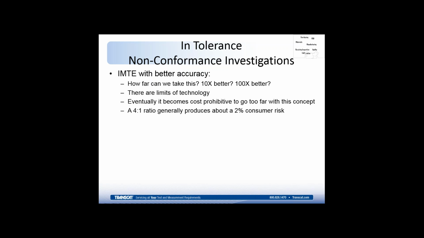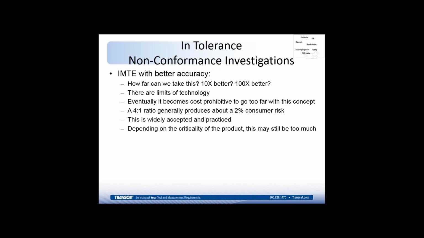A 4-to-1 ratio generally produces about a 2% consumer risk. We're not going to get into the details of how that is calculated. There are many, many white papers on those details. But the point is we're reducing that consumer risk to get it to a reasonable level. We go to 4-to-1, pretty widely accepted and practiced. Some measurement processes require that you go further than that, 6-to-1, 8-to-1, 10-to-1. It depends on the measurement. Again, there are a lot of parameters, a lot of different instrumentation out there. And it also depends on the criticality of the product.